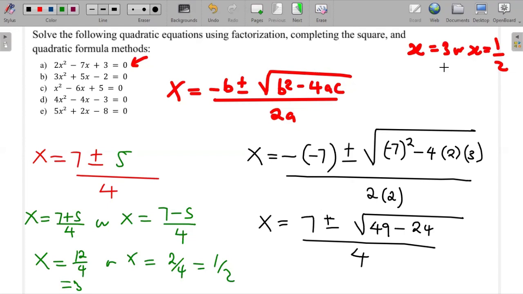They can say solve this quadratic equation using completing the square, so you'll be forced to use completing the square. Or they can say quadratic formula, or they can say factorization. So just to be on the safe side, you have to know all the methods.